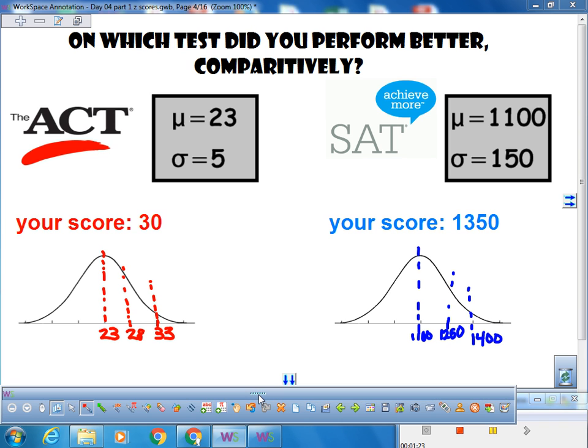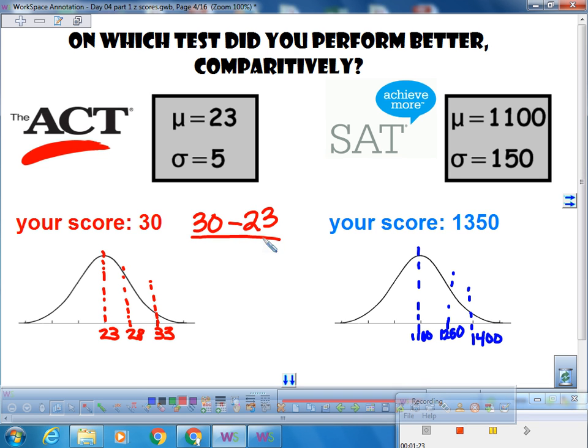Okay, so if I have a score of 30, and I'm going to subtract my mean from that, and I'm going to divide it by 5. What's 30 minus 23? What's 7 divided by 5? Somebody tell me. Put in a calculator. I don't know by heart. How much? 1.4. Awesome.